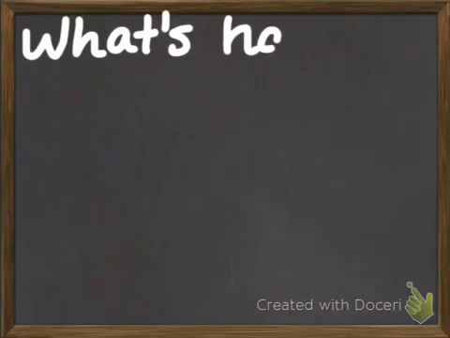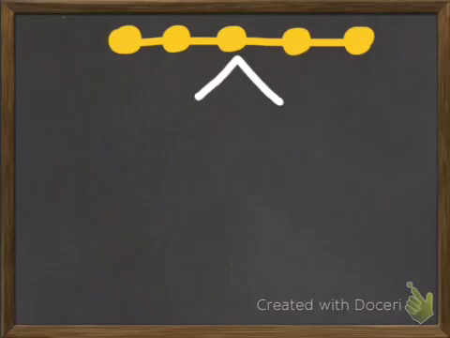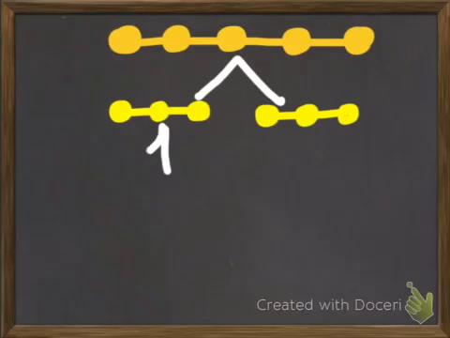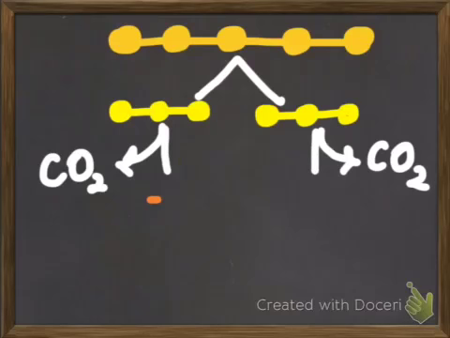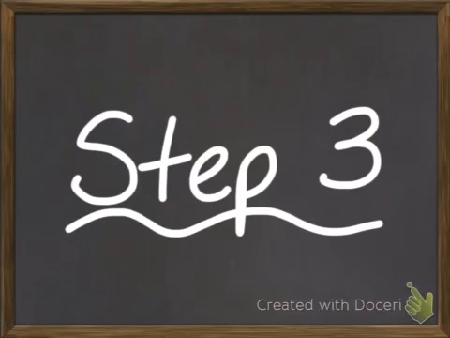Let's go over what's happened so far. 6-carbon glucose was split into 2 pyruvates, which then became 2 acetyl groups as they each released a CO2. A CoA then hopped onto each to create 2 acetyl CoAs. Time for step 3.